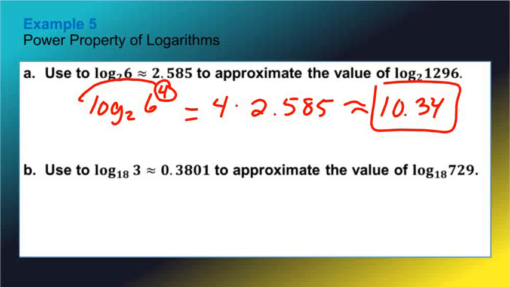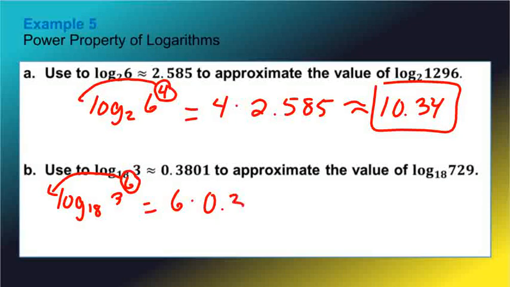Next, evaluate log base 18 of 729. So we have log base 18 of 3, and then 729 would be 3 to the 6th power. Bring the 6 to the front, and we would have 6 times 0.3801. So 6 times 0.3801, and we would get a value of 2.2806.